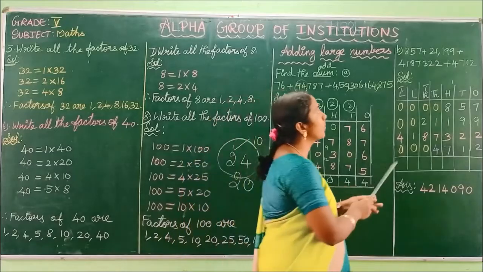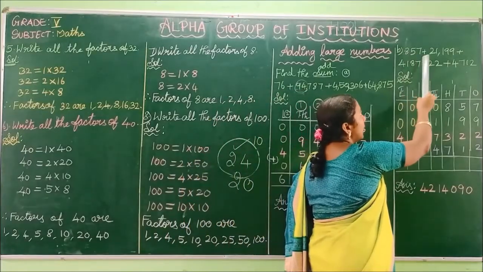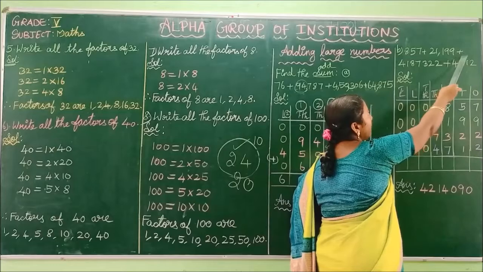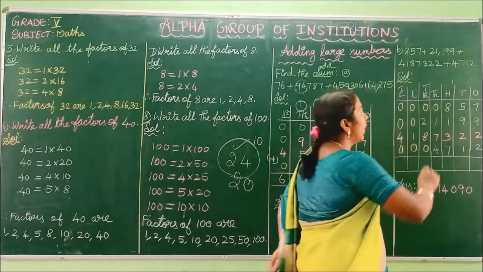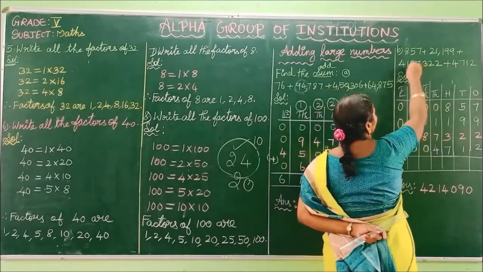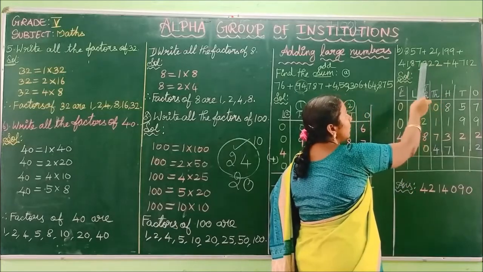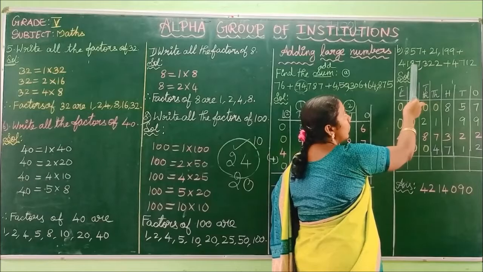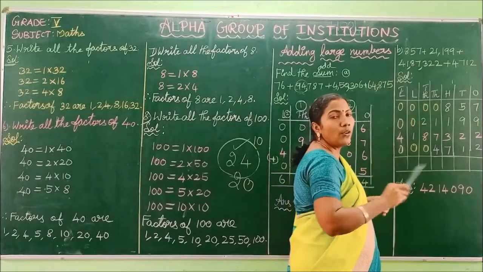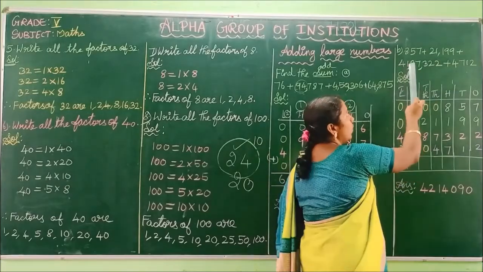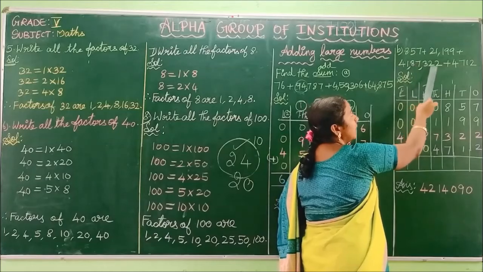See the next sum. 857 plus 21,199 plus 87,342 plus 4,712. How can you place the comma? After the 3 digits, then 2 digits. Okay. How do you read this? Ones, tens, 100, 1,000, 10,000, lakh, 10 lakh. So you have to read the 41 as 4 1 lakh.